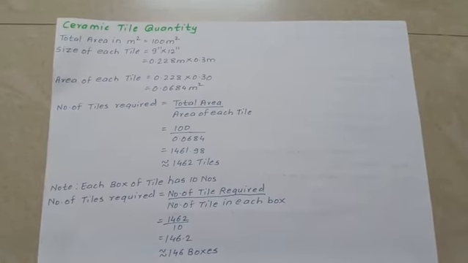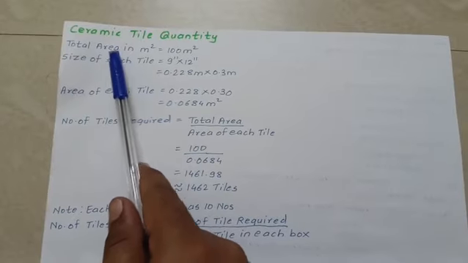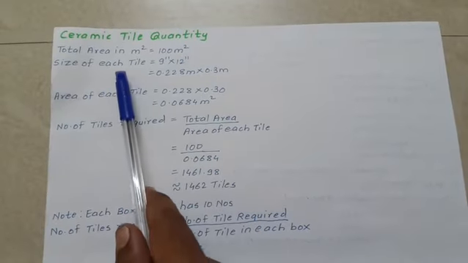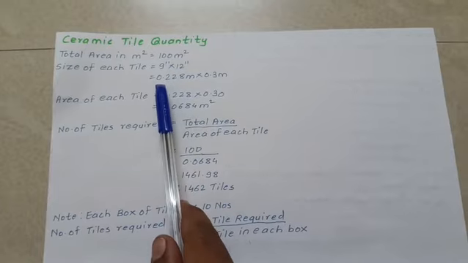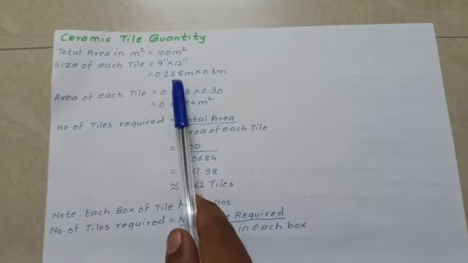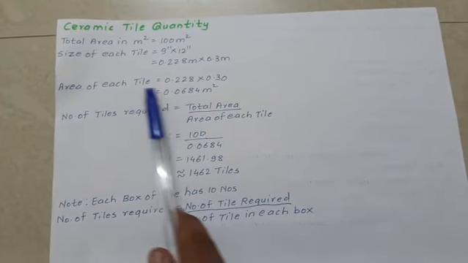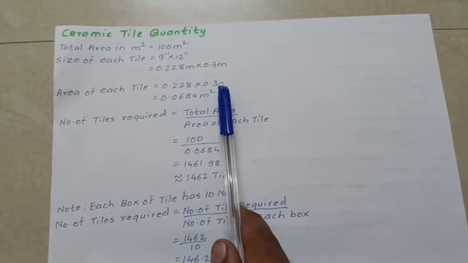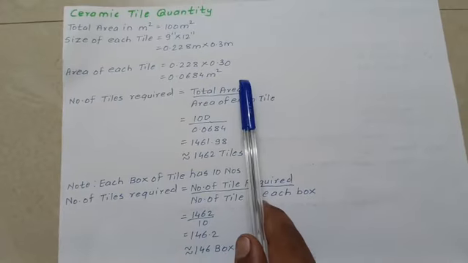Today's topic is ceramic tile quantity. The total area is 100 square meters. The size of each tile is 9 inch by 12 inch. Converting inches into meters, that is 0.228 meter by 0.3 meter. Then calculate the area of each tile: 0.228 into 0.30 is equal to 0.0684 square meters.